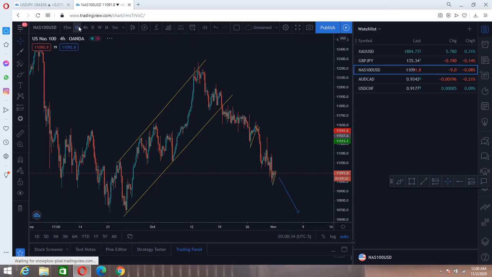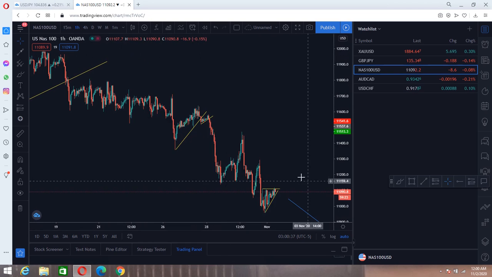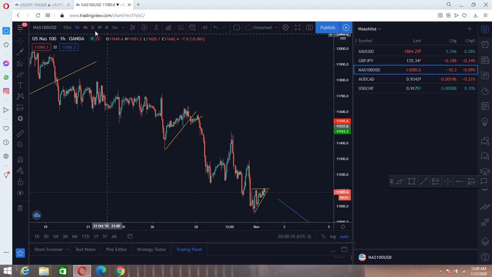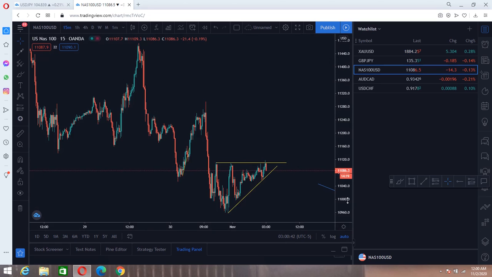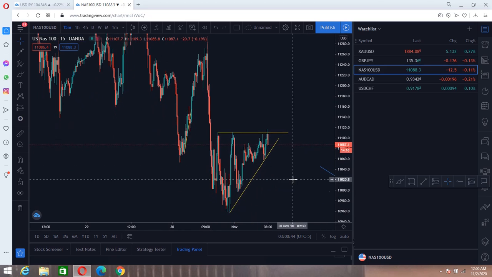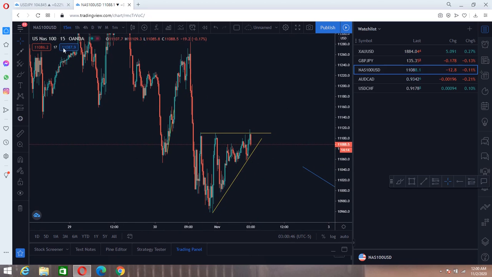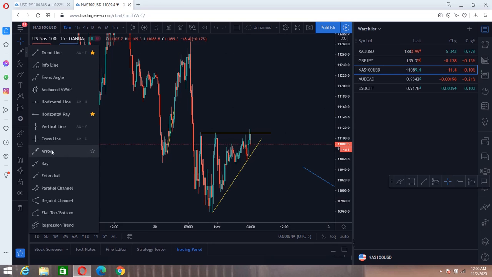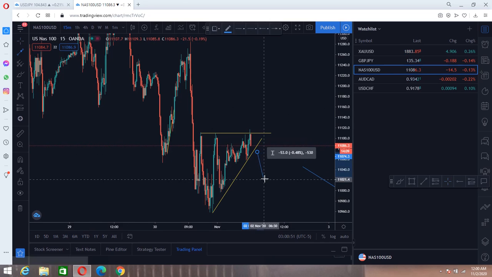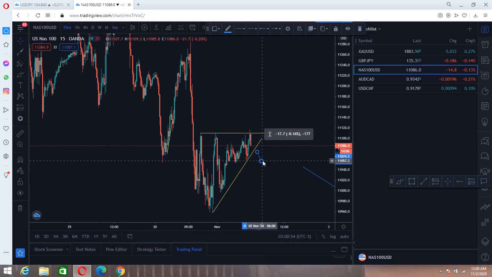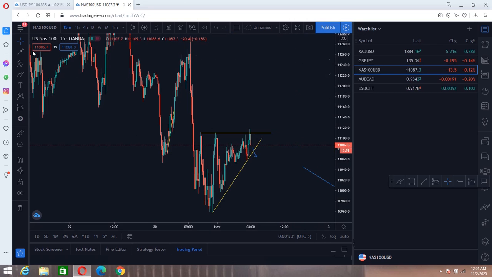Let me just go down to the 1 hour time frame, but I see that you cannot see. Let me just go down to the 15-minute time frame. So this is what I'm expecting for NAS 100. I'm expecting a break here. This is for the 15 minutes time frame. A break, then a retest. That's when I'll enter my entries.